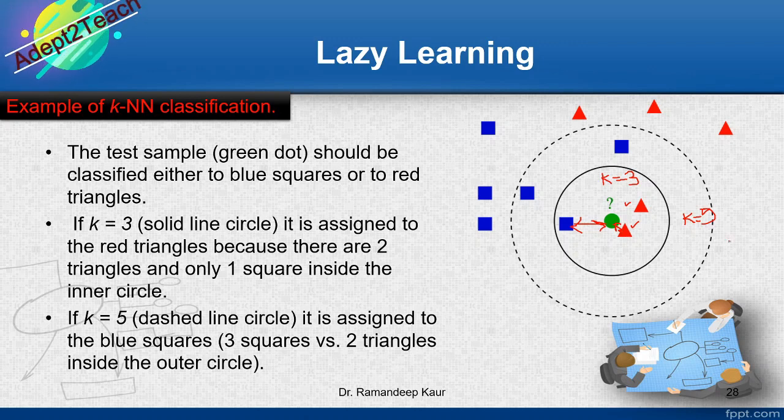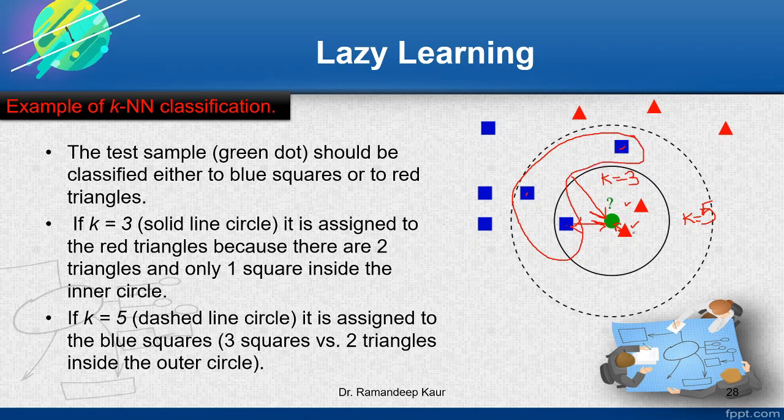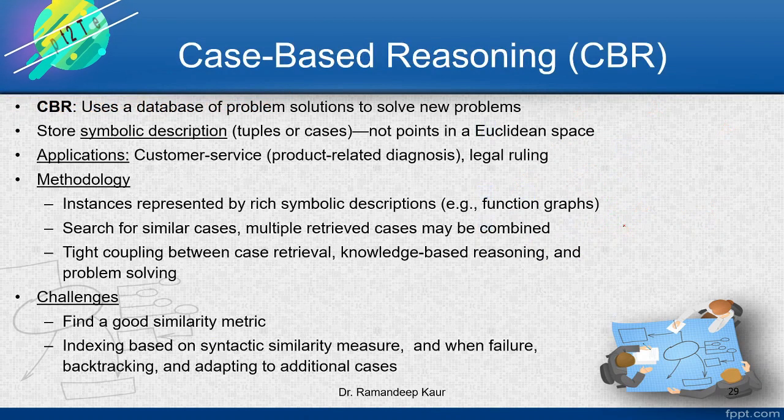Now if I increase the distance to k equal to 5, let's start counting the neighbors. When k is equal to 5, that is the outer circle, here the blue color has the maximum number, the count is 3, and red has fewer. So depending upon the distance, whichever property the maximum number of neighbors hold, the same property will be attributed to this new item. So the property of these blue square boxes will be attributed to this new problem at hand. This is how k-nearest neighbor classification works.